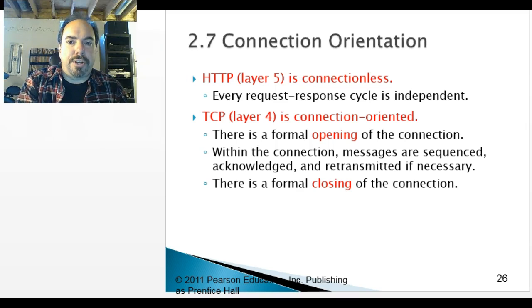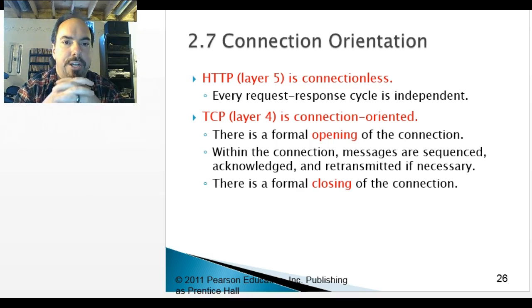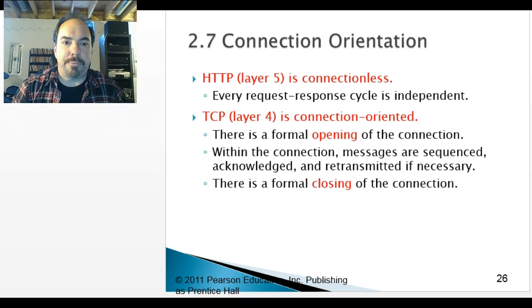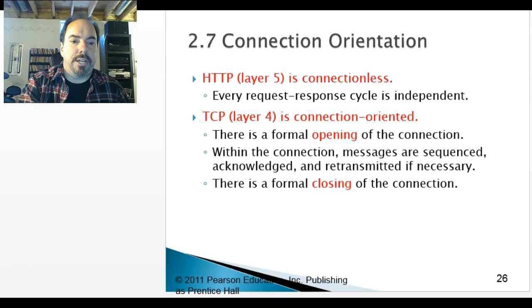Things at layer 5 are connectionless in the sense that every request and response is independent. So you ask for a web page, you get that web page, that's it. If you need another web page, you have to open up another connection. Now, at layer 4 we care about connections, especially when we're doing file transfer. So we want to open up a connection, send a bunch of message fragments that constitute the entire file before we close the connection. We don't want to send part of the file, close the connection, open up another connection, then send the rest of the file. That would be, well, inefficient and very prone to errors. So there's a very formal opening of the connection and closing of the connection. And we'll get into an example.